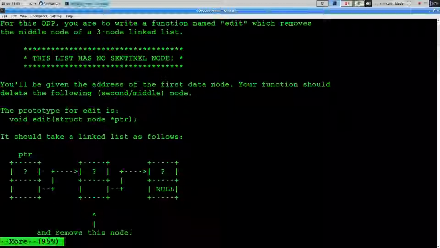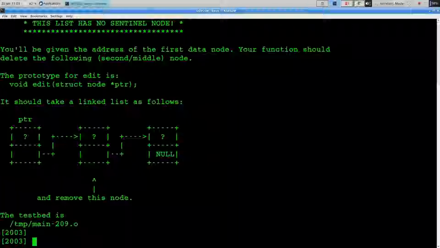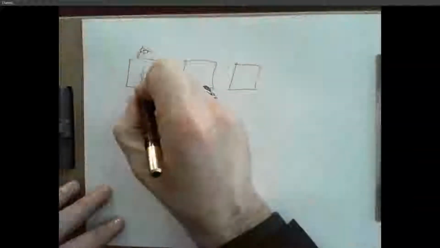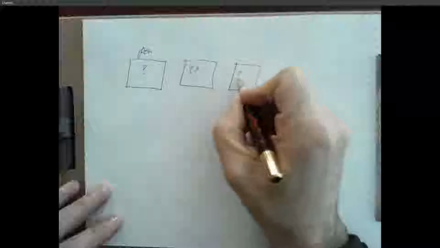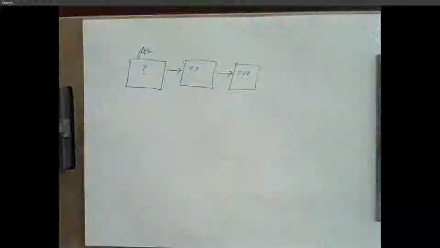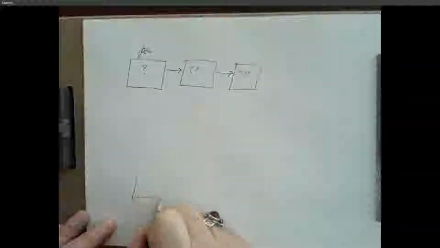So ODP 209 was looking at removing a node. We're deleting the middle node from this linked list. Here's what our list looks like, and we don't know what's stored in these nodes to begin with, so I'll just draw question marks there as placeholders. The goal is to remove this middle node, so when we're done, we'd like our list to look like this.